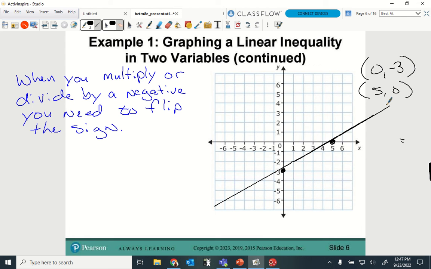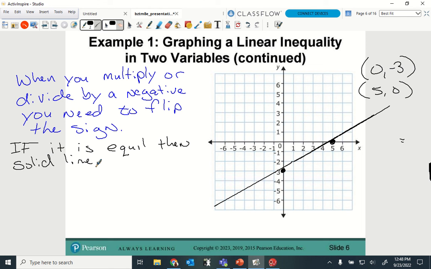Now, next thing, the type of line. The type of line. So, we say if it is equal, then solid line.